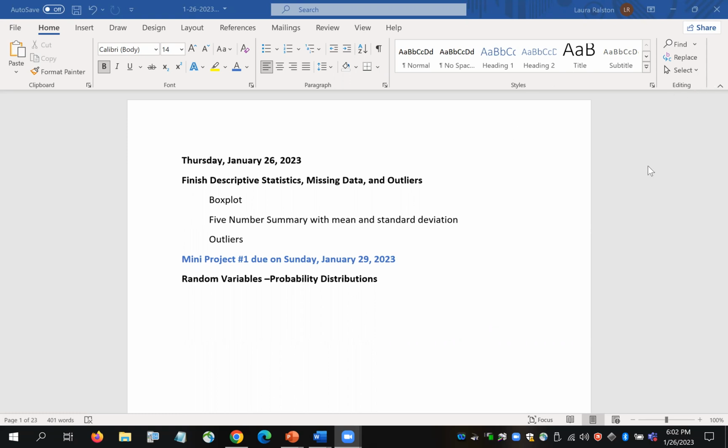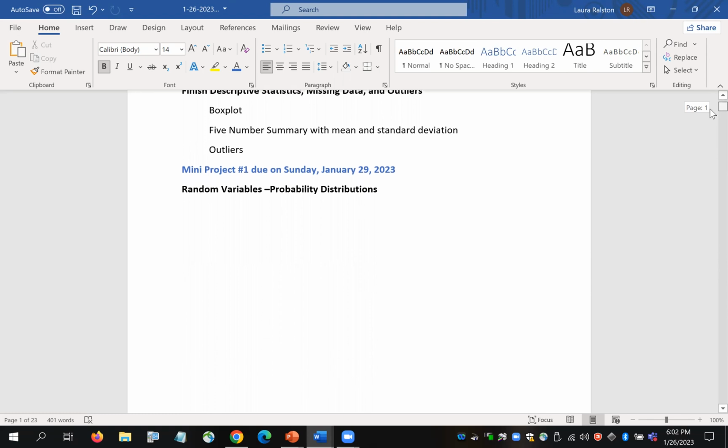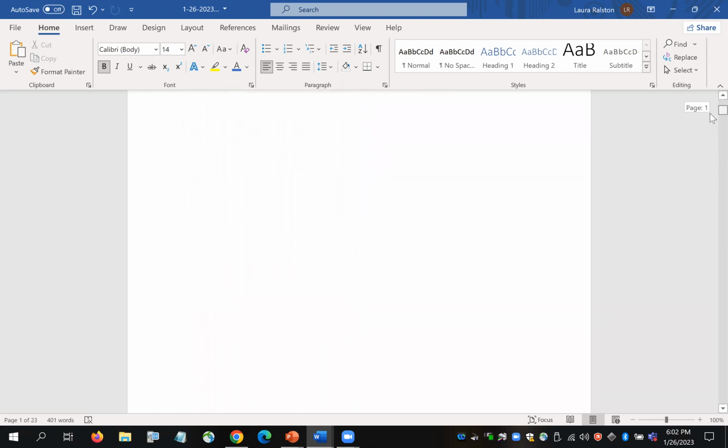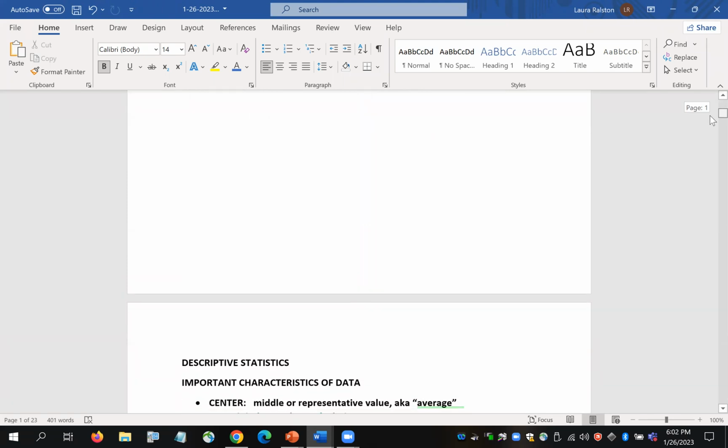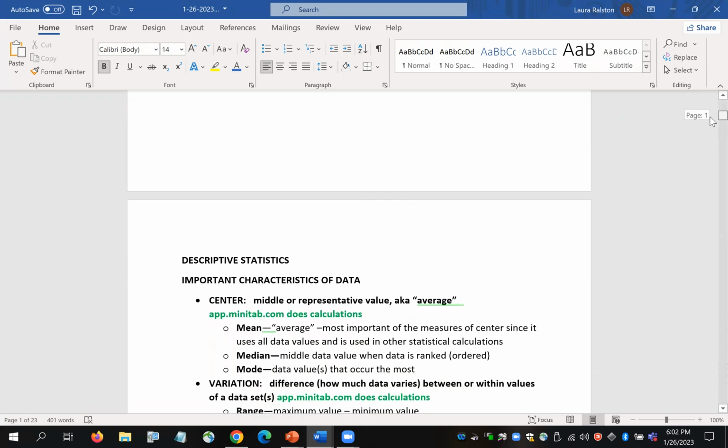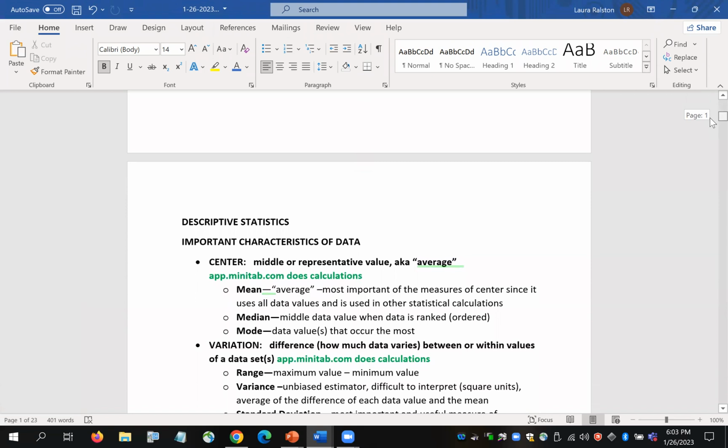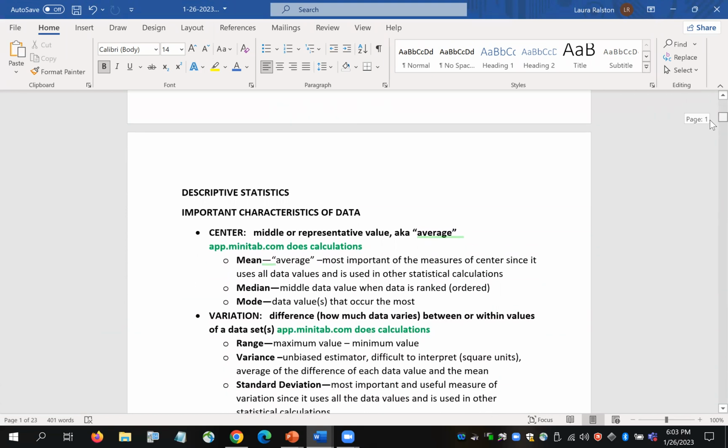So I have kind of summarized for you in this document, and I will post it with the Zoom recording, kind of the material that we talked about last week to lead us back into the discussion of the box plot. And you need that information so you can finish mini project number 1, which we'll get to, and I'll see if you have questions about in a little bit.